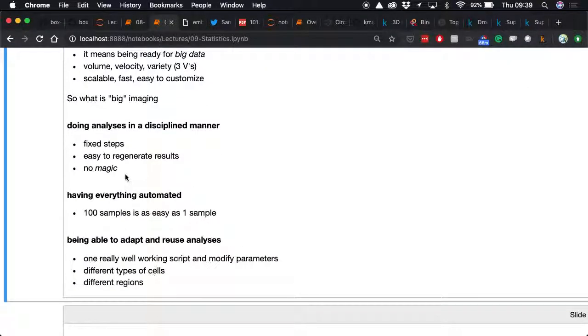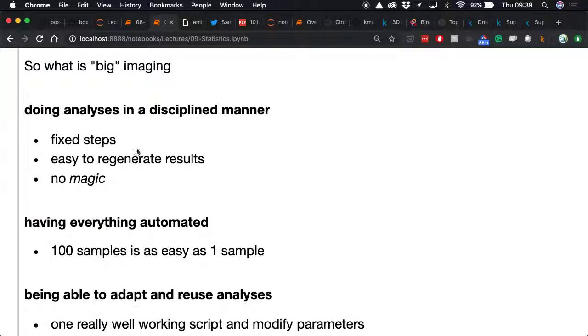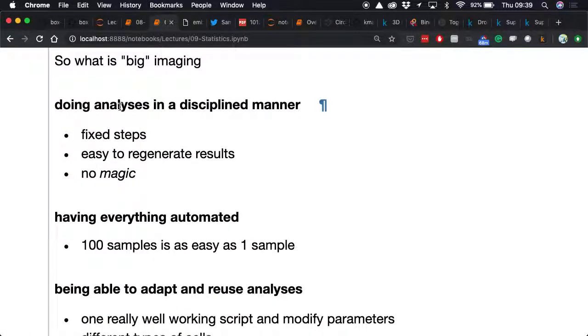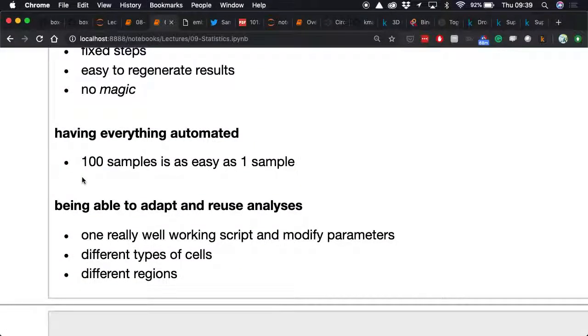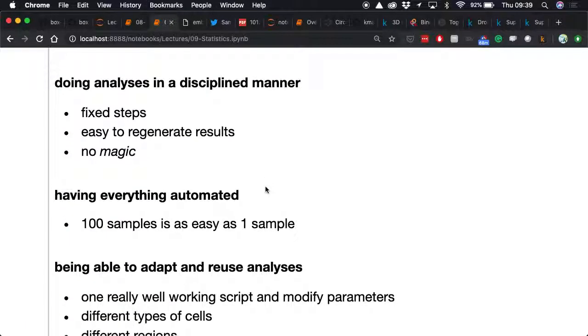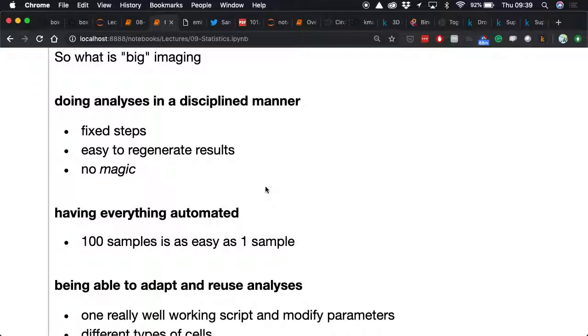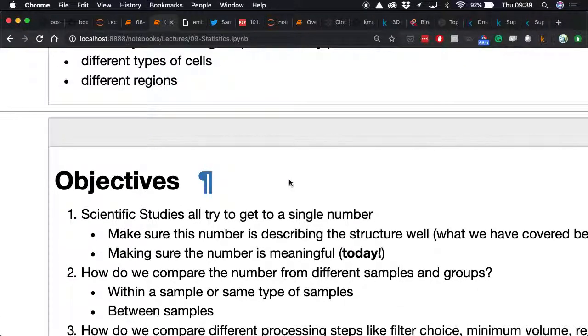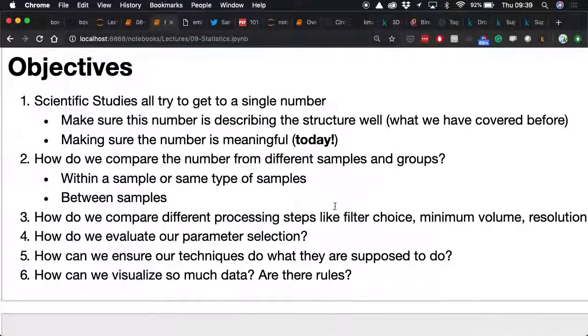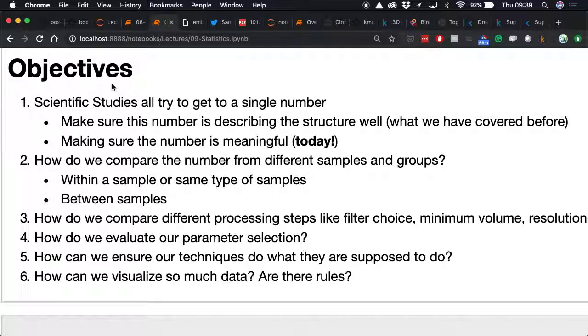What we're really focused on for this lecture is doing analyses in a disciplined manner. So fixed steps, easy to regenerate results, no magic. Having everything automated, being able to adapt and reuse analyses. And so what we're focused on is really that whole reproducibility part. So how do we make sure the analyses we do are able to be reproduced, and how do we evaluate that well?